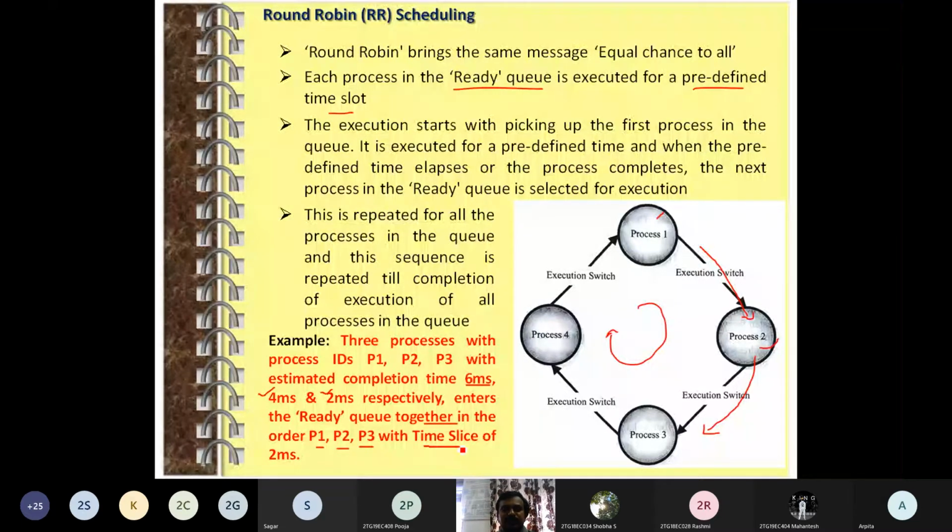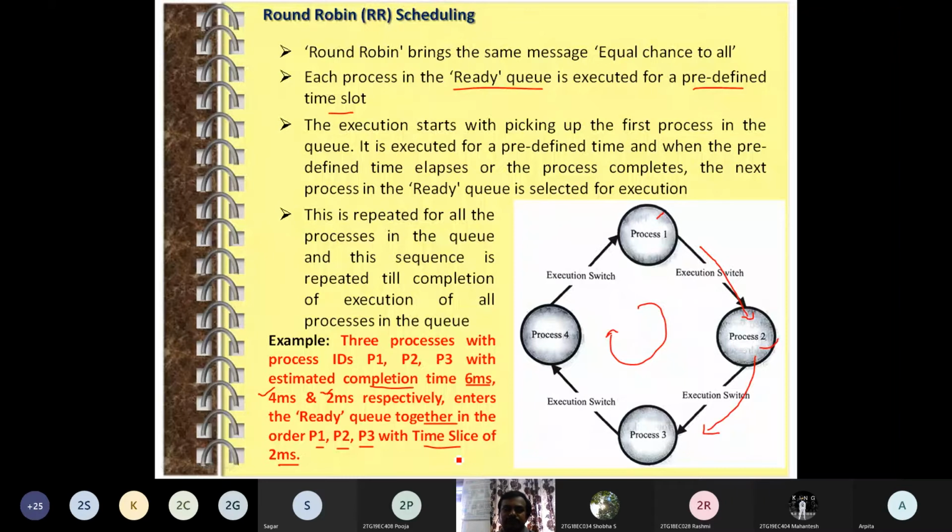You can observe here a predefined time slot or time slice of 2 milliseconds. So don't get confused. P1 is 6 milliseconds, P2 is 4 milliseconds, and P3 is 2 milliseconds. These are the completion times of those processes. Each process needs that much time to complete. Later, how is the scheduling going to happen? How much time is allocated for P1, P2, and P3?